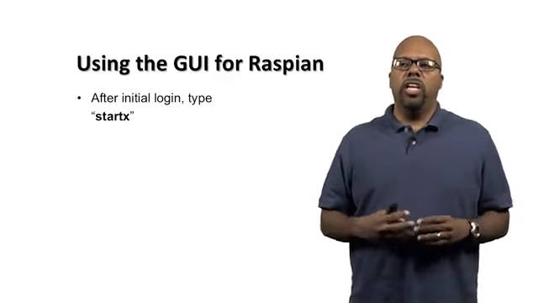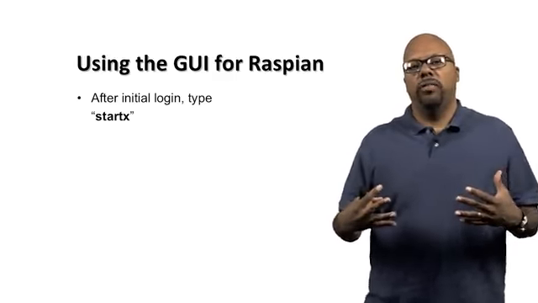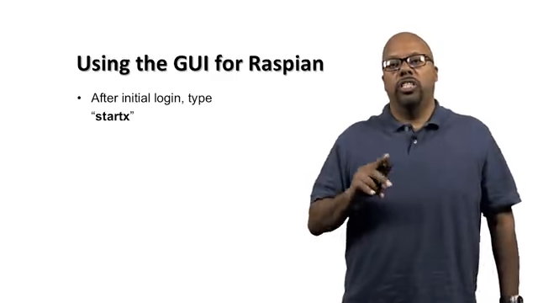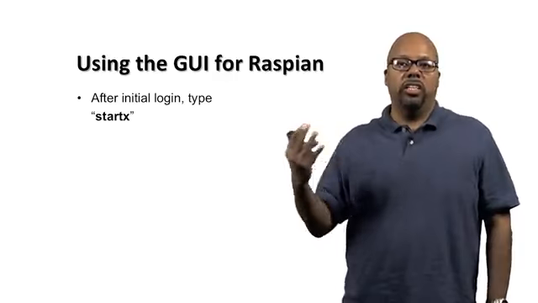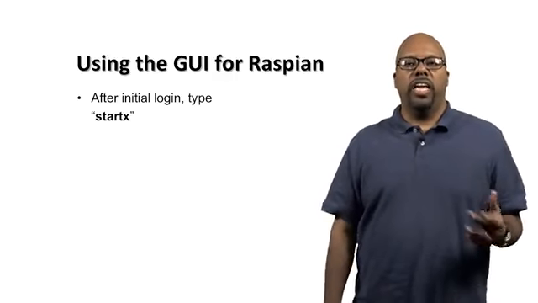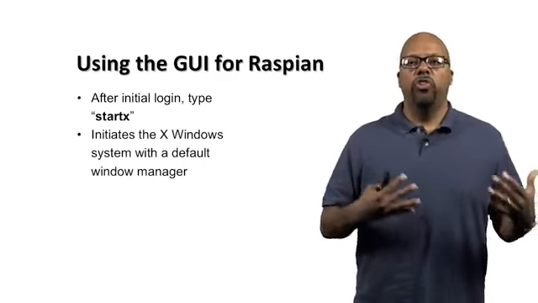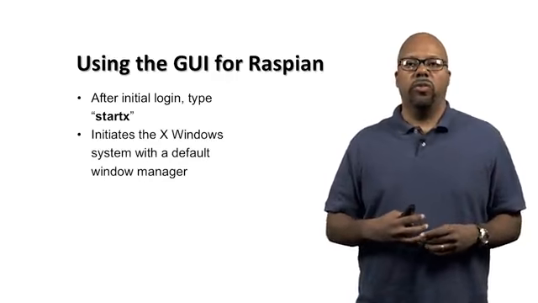So, if you boot up your machine and you don't have the GUI, you boot it straight into the terminal, then you can type startx to start the GUI. Startx starts what's called the X windowing system. That's a window system that's usually used with Linux and certainly with Raspbian.